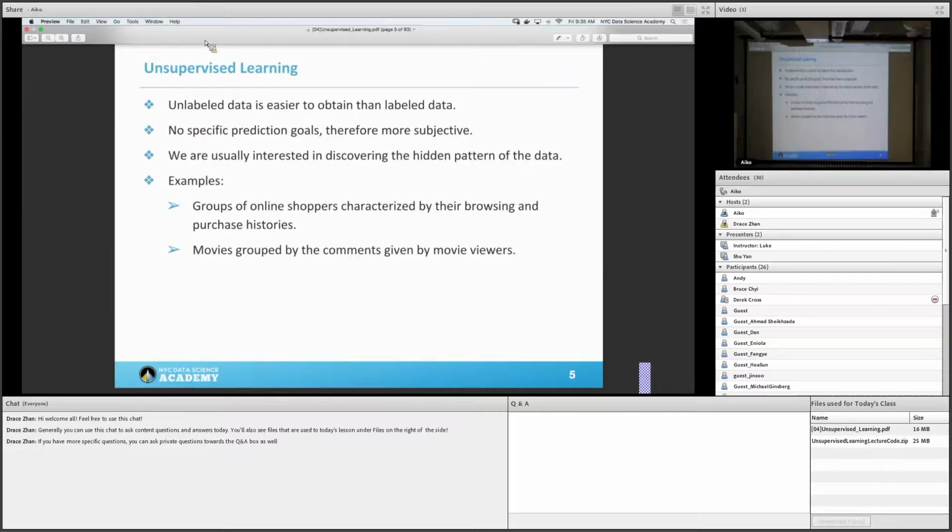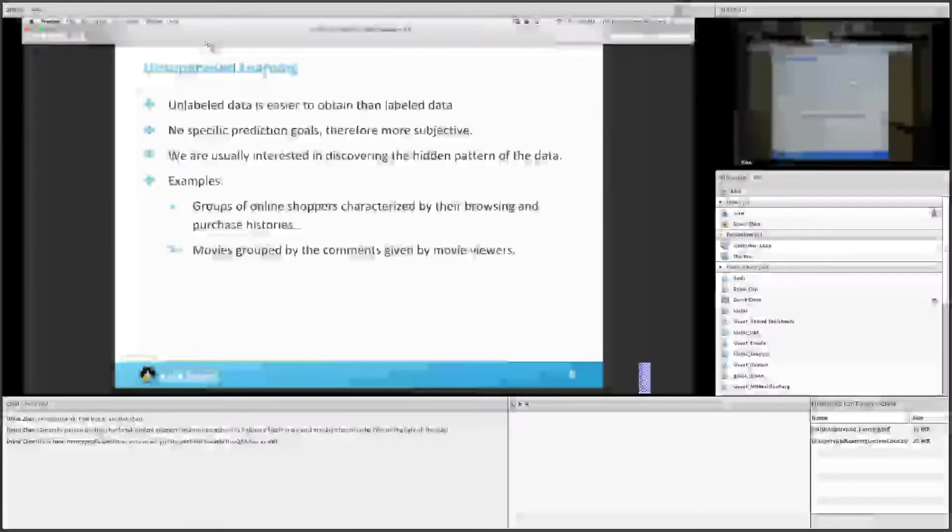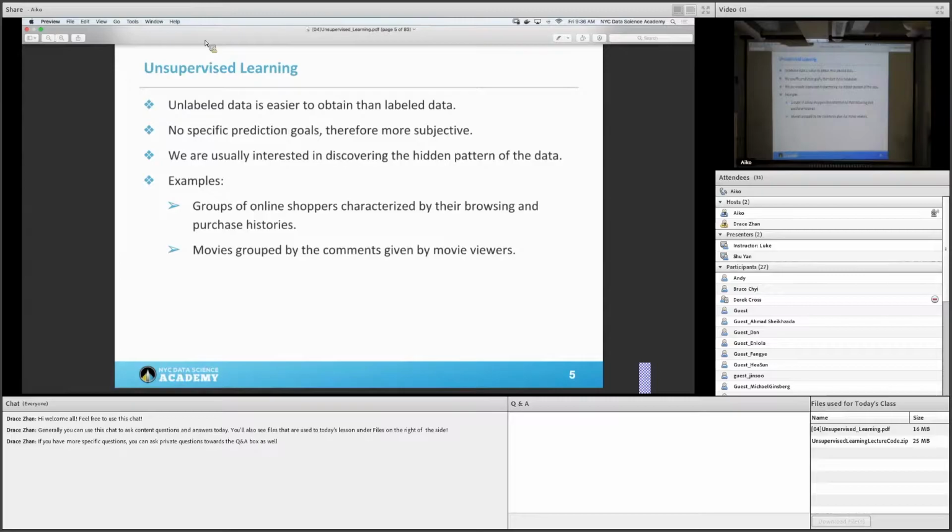We mentioned unlabeled data is easier to obtain than labeled data. That means industry and business can collect data and train directly with unsupervised methods, and there's no need for human labor. There's no specific prediction goal, and therefore it's more subjective. The example we consider is more or less a real-life example in industry: consider a group of online shoppers categorized by their browsing and purchase histories. Suppose you have a whole bunch of shoppers in your database. How do you segment them into different segments?